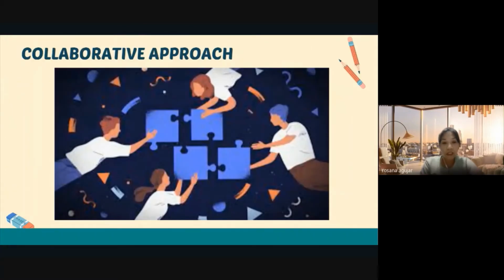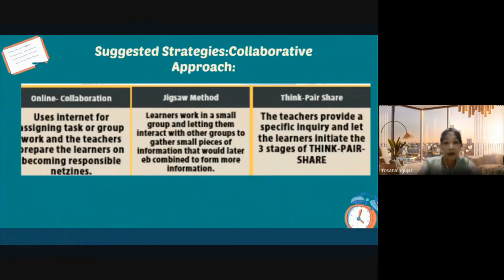Another approach is the collaborative approach. So based on the picture, you can tell that the collaborative approach is an approach wherein students, more than one student, work hand in hand to help one another to finish the task. And we have the different suggested strategies for the collaborative approach.